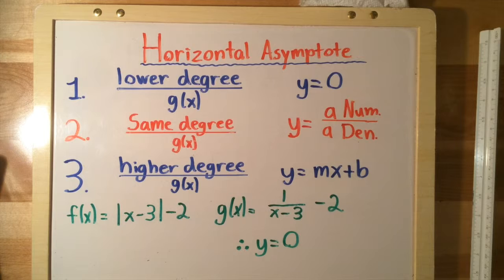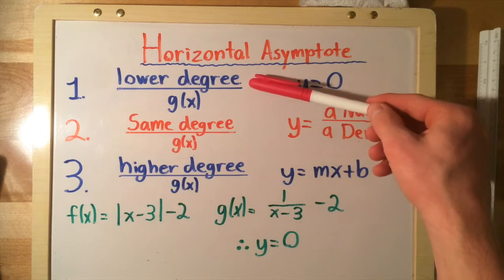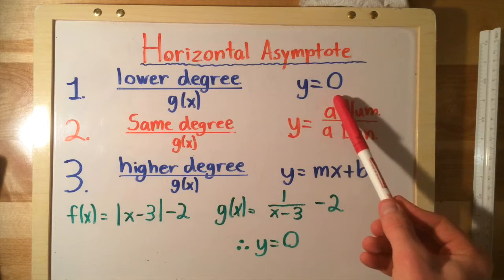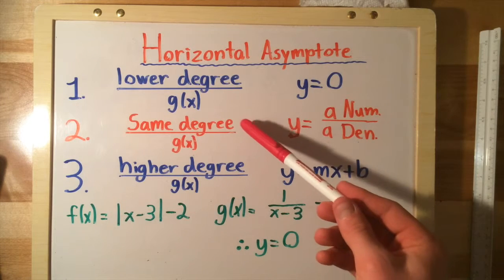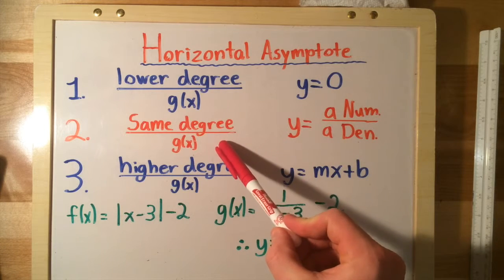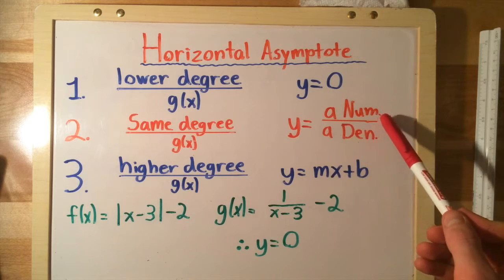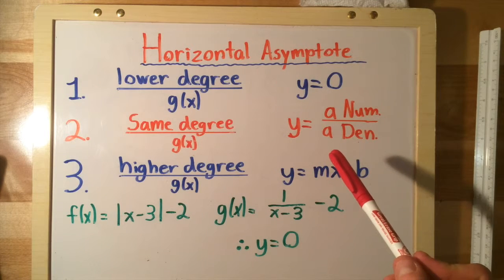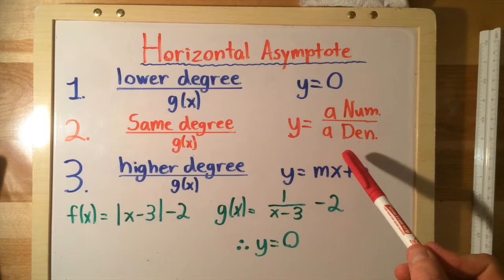Now we must determine the horizontal asymptote. You must look at the degree of the numerator and the denominator. If the degree of the numerator is lower than the denominator, then your horizontal asymptote is y equals 0. If the degree of the numerator is the same as the denominator, then your horizontal asymptote is y equals a over b, where a and b represent the coefficients in front of the numerator value and the denominator value.